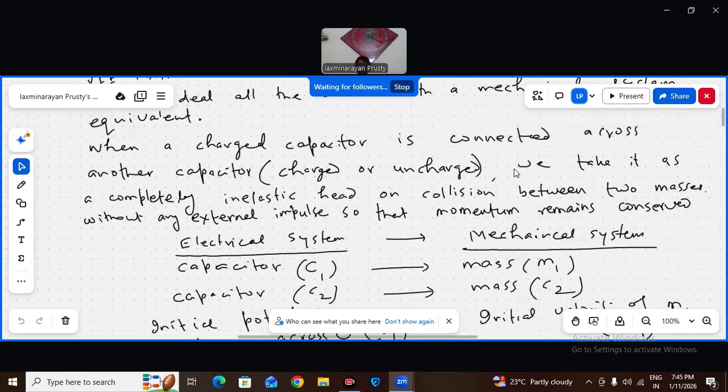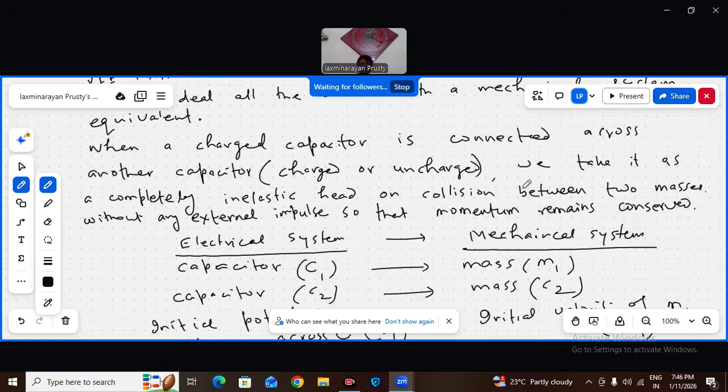So I'll make a one-to-one correspondence with a mechanical system in which there is a completely inelastic head-on collision between two masses without any external impulse. Without external impulse means why I am writing this? So that momentum you can conserve. Okay, if external impulse is not there, then you can conserve the momentum.